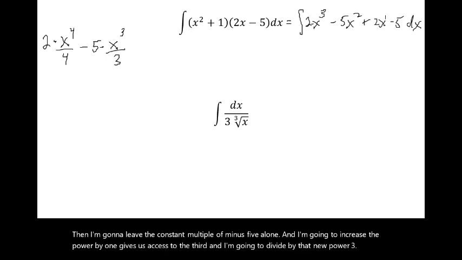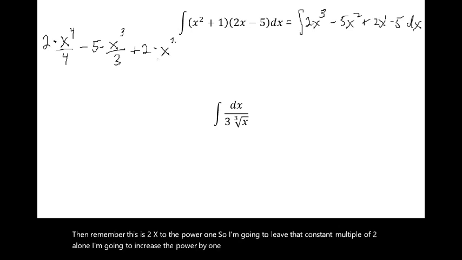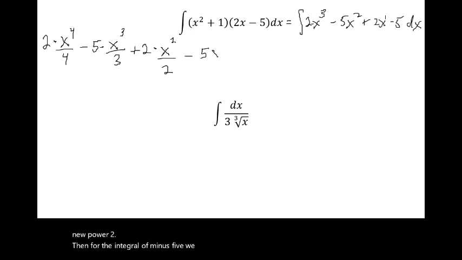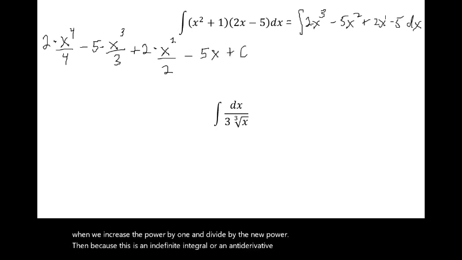Then remember, this is a 2x to the power 1, so I'm going to leave that constant multiple of 2 alone. I'm going to increase the power by 1, which gives us x squared, and I'm going to divide by that new power, 2. Then for the integral of minus 5, like we saw in the last example, that will give us minus 5x when we increase the power by 1 and divide by the new power. Then, because this is an indefinite integral or an antiderivative, we do need an arbitrary constant, plus c.